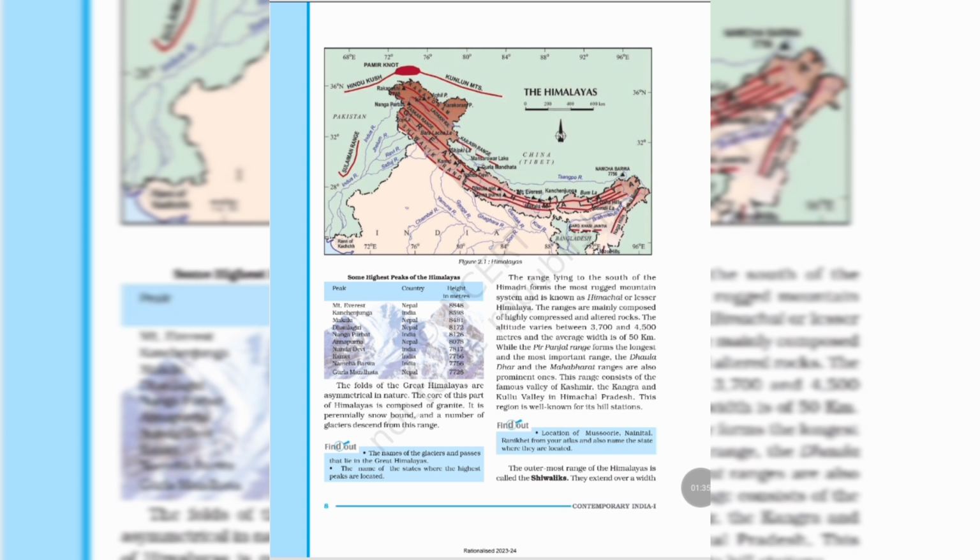Now the middle part: the folds of the Great Himalayas are asymmetrical in nature, meaning uneven. The core of the Himalaya is composed of granite. It is perennially snowbound, and a number of glaciers descend from this range.